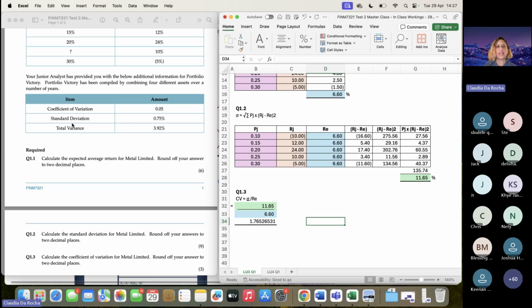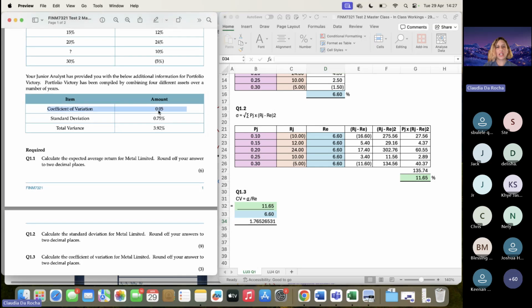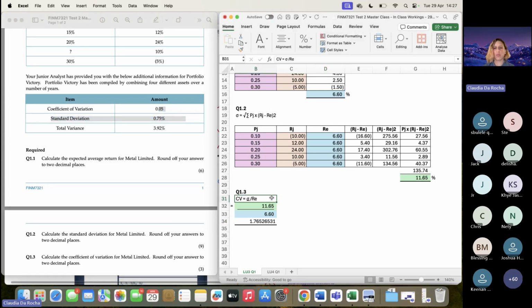So what have they given us? They've given us the coefficient of variation. They've given us a standard deviation. They've given us the total variance. This total variance is just a red herring, as we call it. It's to throw you off. So that's not what we need. We need these two numbers. We're literally going to use this same formula here to calculate the return. We're literally just going to manipulate it.